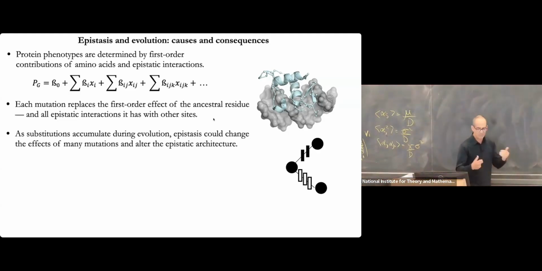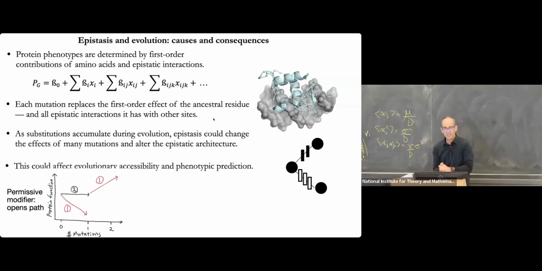So in terms of an evolutionary process of substitutions accumulating across lineages, each substitution has the potential to change the effects of many mutations. You can have a cumulative effect of many substitutions, which will, in total, change the effect of introducing any future mutation and may even alter the epistatic architecture. That means the set of couplings and their values between sites. So this could affect evolutionary accessibility and the prediction of the phenotype that would be associated with any genotype.